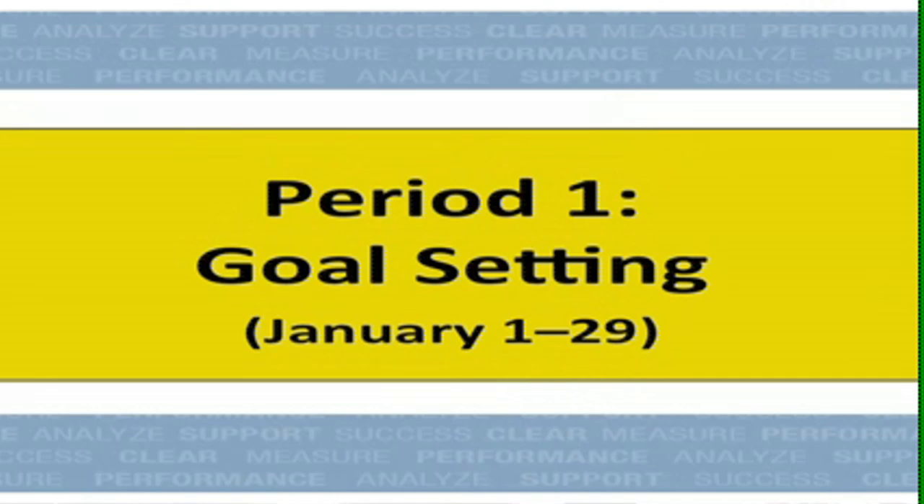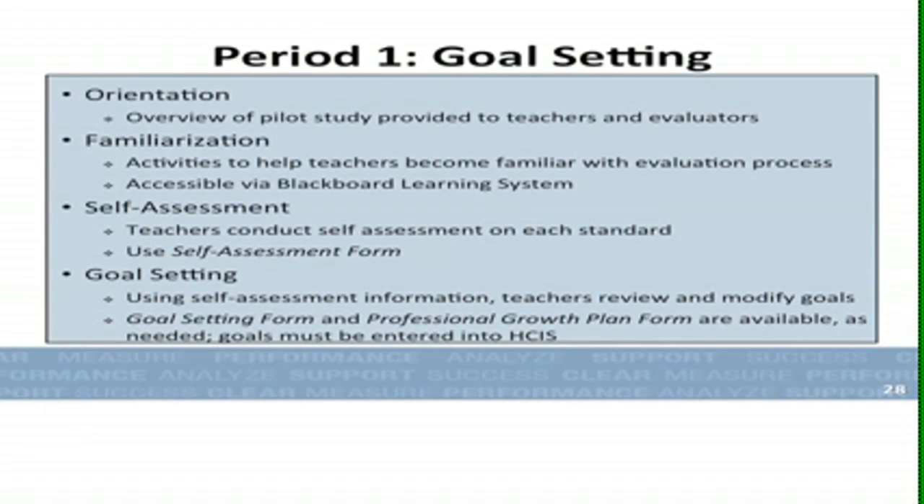The first period is goal setting, and that takes place during the month of January. When you train the evaluators in the school divisions, we've divided up this first segment into 4 important parts. So the first thing that a principal is going to need to do with the system is to provide an orientation. So they need to provide an overview of the pilot, and they will actually have this PowerPoint right here to present to their teachers. So they need an overview so that everybody is familiar with what's going on in the system.